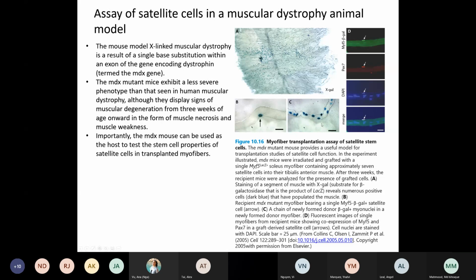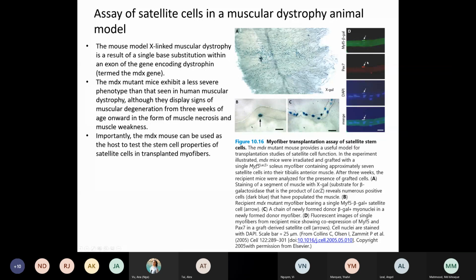At the beginning, you have 7 beta-galactosidase positive cells, but if you put them into this animal, you see how many. It will generate a lot of cells. That means the cells can self-renew and contribute to the regeneration process. So that's why this model becomes a popular model for that purpose.